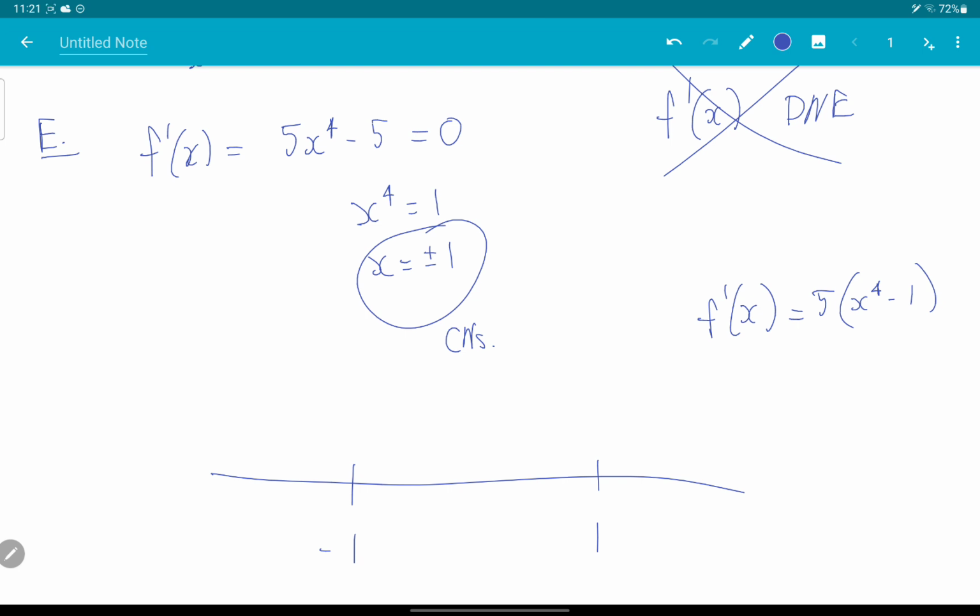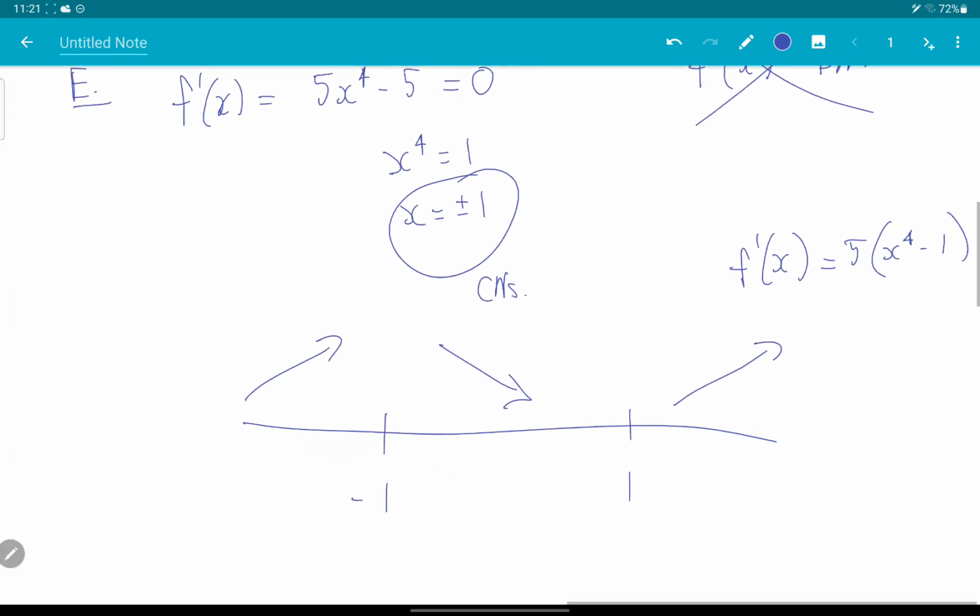I'm plugging in, say, -2 over here. That will give me positive. So I'm increasing here. If I plug in 0, hope you agree I get negative, so decreasing. And then if I'm bigger than 1, say +2, I'll get positive again. So there's my intervals of increase and decrease.